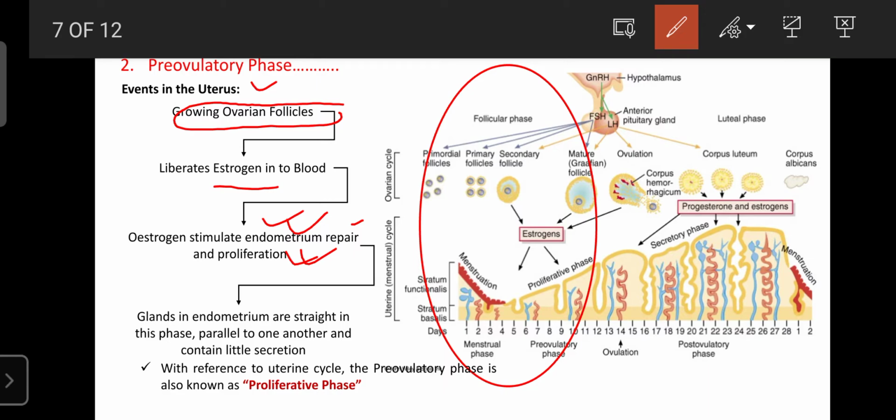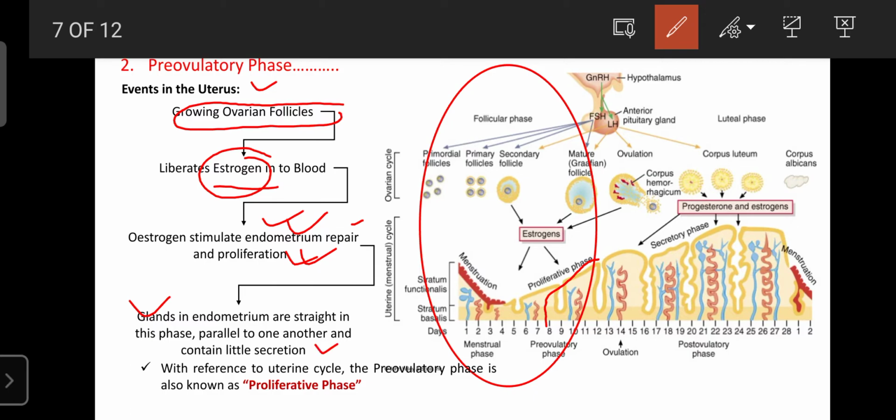Certain changes or preparations are required in the uterus, and they occur in the pre-ovulatory phase under the influence of the estrogen. On another side, the glands of the endometrium become straight. You can see here that they become straight in this phase and parallel to one another, and they contain little secretions.